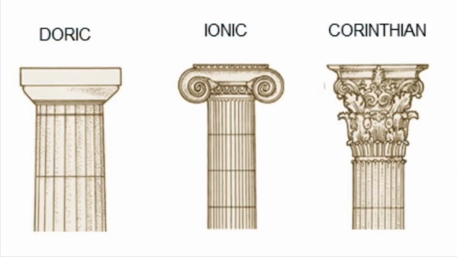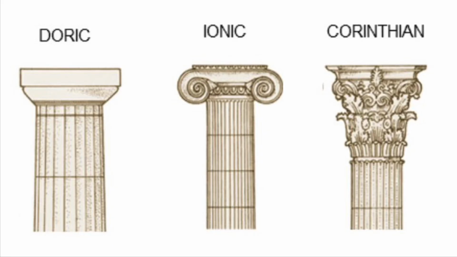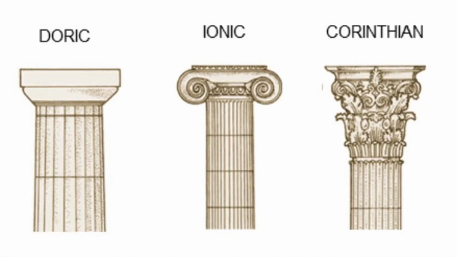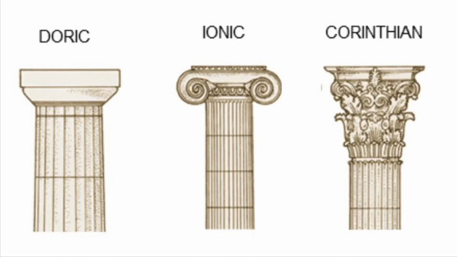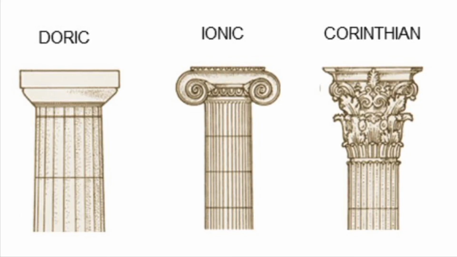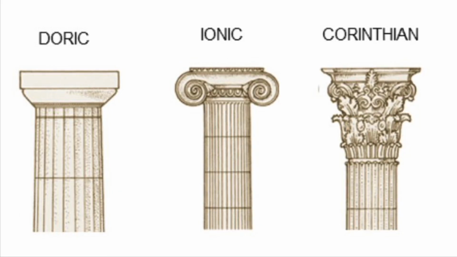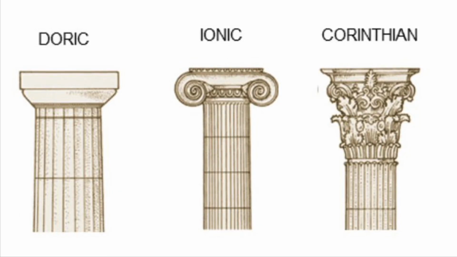An easy way to remember the 3 column orders in chronological order, and again in order from the simplest to the most ornate, is that each word gains a syllable from simplest to the fanciest. So first Doric, 2 syllables, second Ionic, 3 syllables, and third Corinthian, 4 syllables.